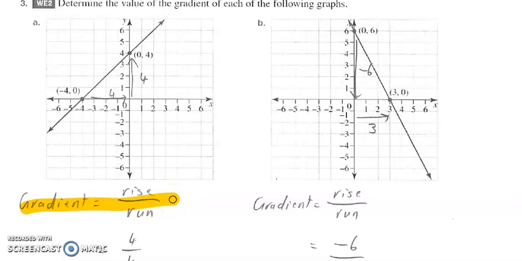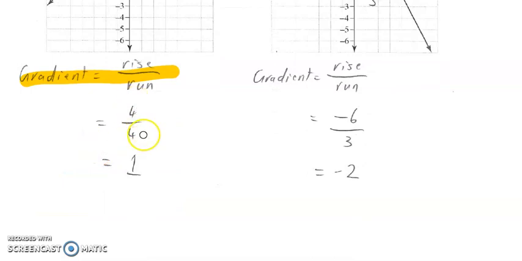Gradient is equal to rise over run. How far has a line gone up? How far has a line gone across? So looking at this line, we have 2 points, this one here and this one here. So how far has it gone up? Well, it's gone up by 4 and it's gone across by 4. So the gradient of this line is equal to 4 over 4. The gradient is 1.